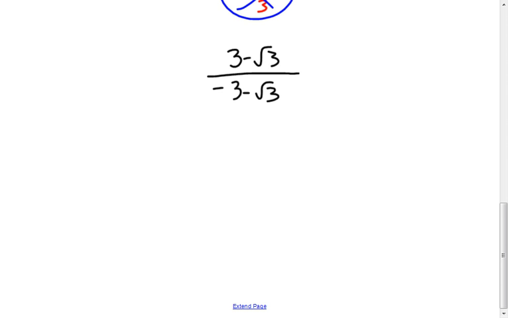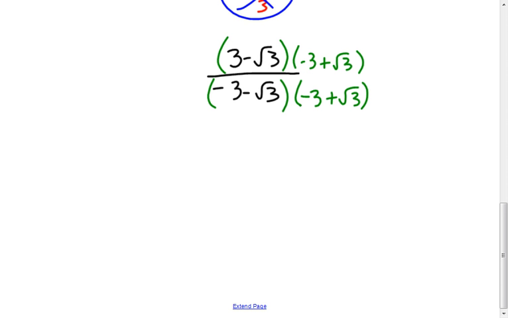Again, people will think this is negative 1, but it's not. They're not both opposites of each other. So you have a radical in the denominator. Yay, which means you need to use conjugates. Okay, so here we go. The conjugate to negative 3 minus root 3 is negative 3 plus root 3. Again, you're only going to change the sign in between.